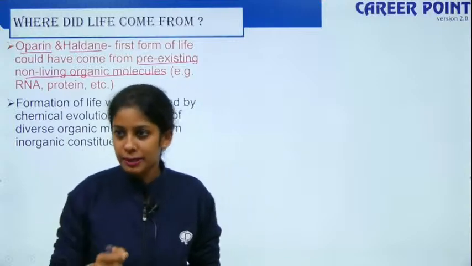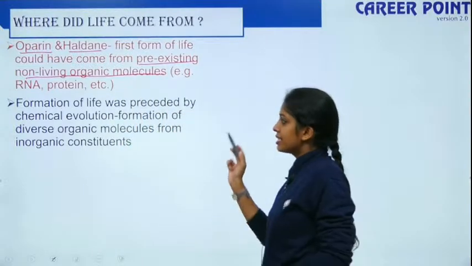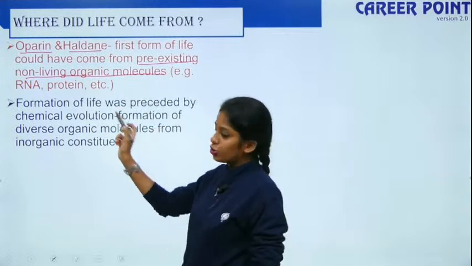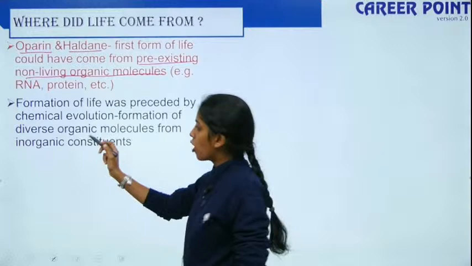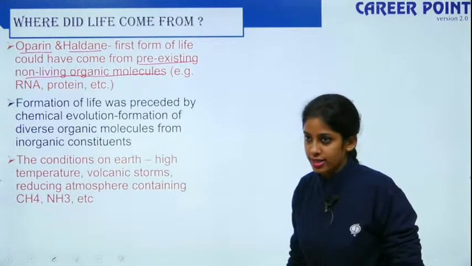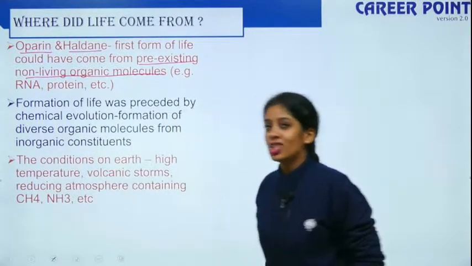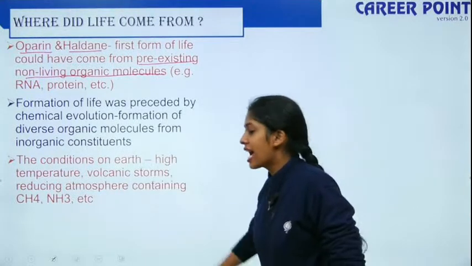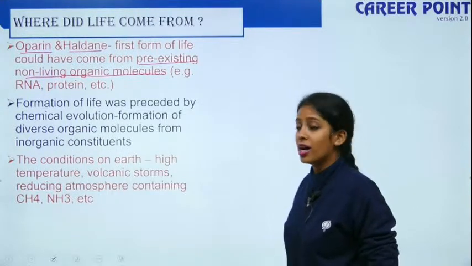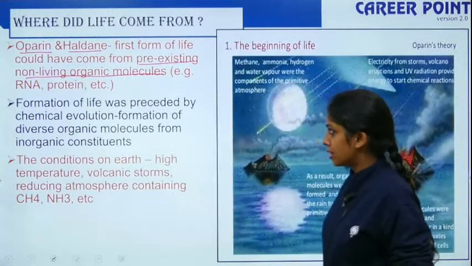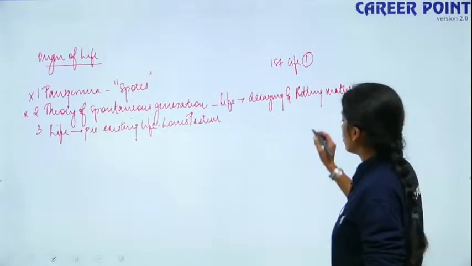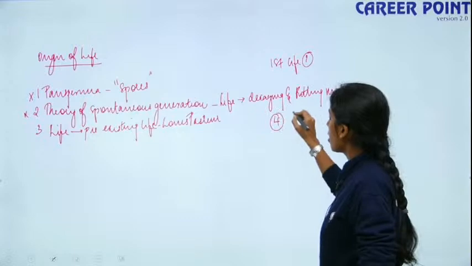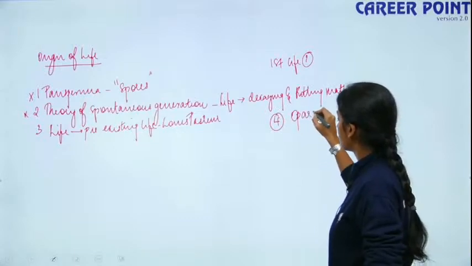Okay, Antonia B? Right, so they said that before biological evolution, we had chemical evolution. So organic molecules were formed from inorganic constituents, right? The conditions on earth were high temperature, volcanic storms, reducing atmosphere, containing ammonia and methane. So this was their theory. So how did it go about? So the fourth one was given by Oparin and Haldane.